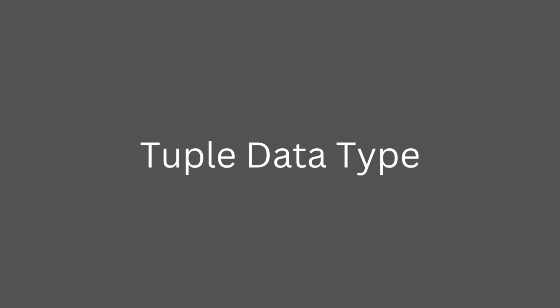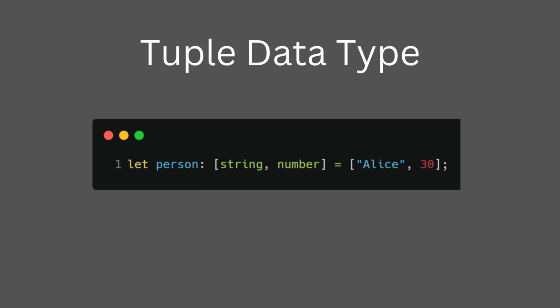Tuple type. The tuple type represents an array with a fixed number of elements, where each element may have a different type. Here's an example. In this example, we declare a variable called person and initialize it to a tuple with two elements, a string representing the person's name, and a number representing their age. We use the square bracket notation with type annotations to indicate the types of each element.